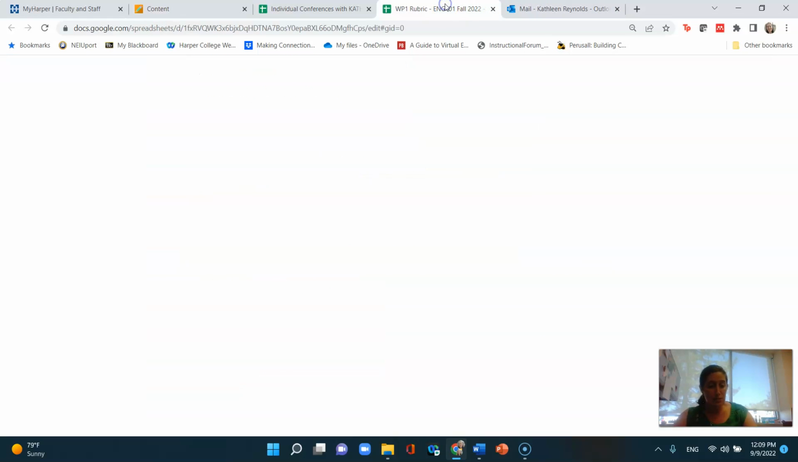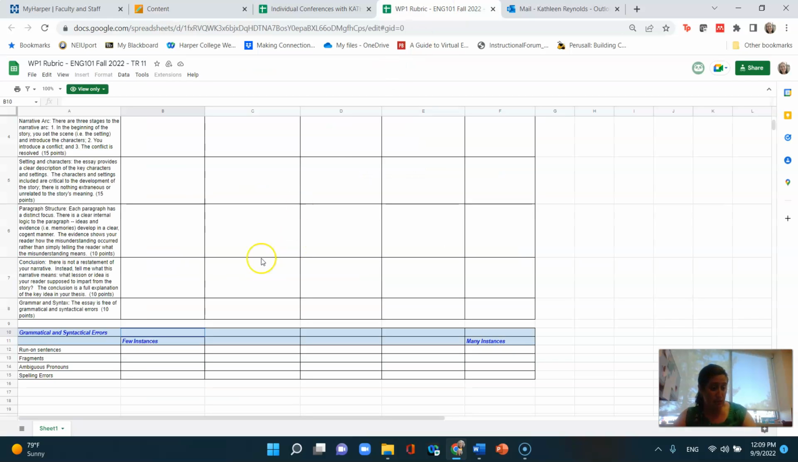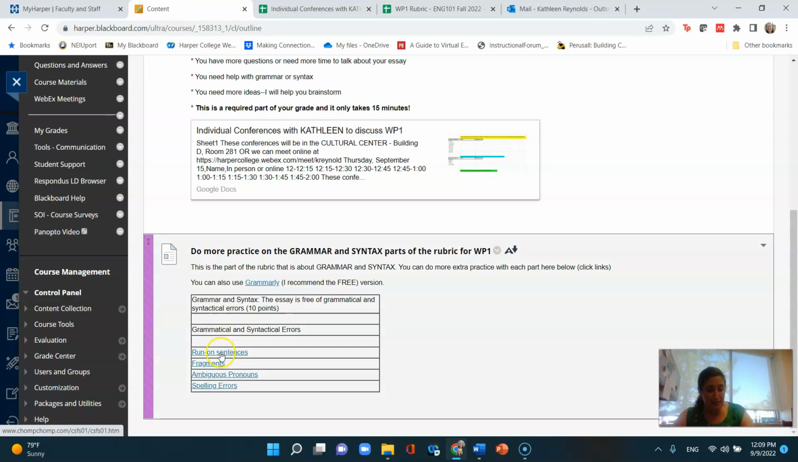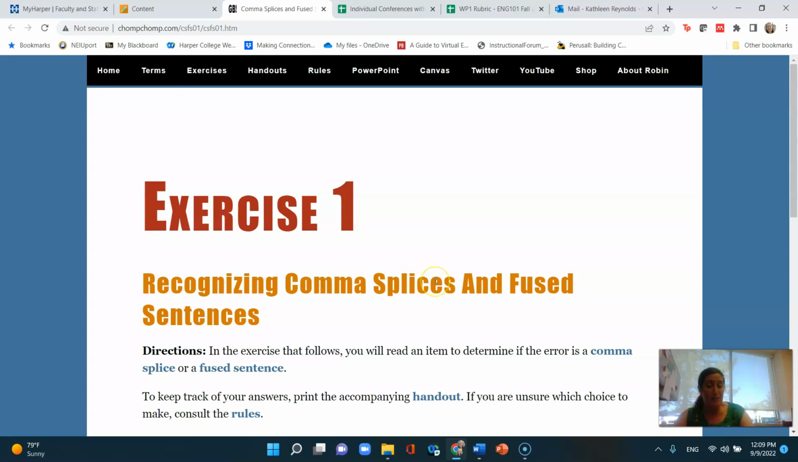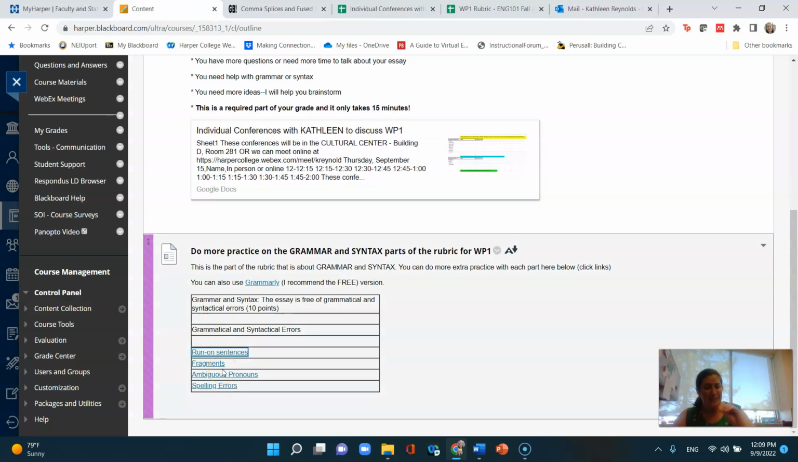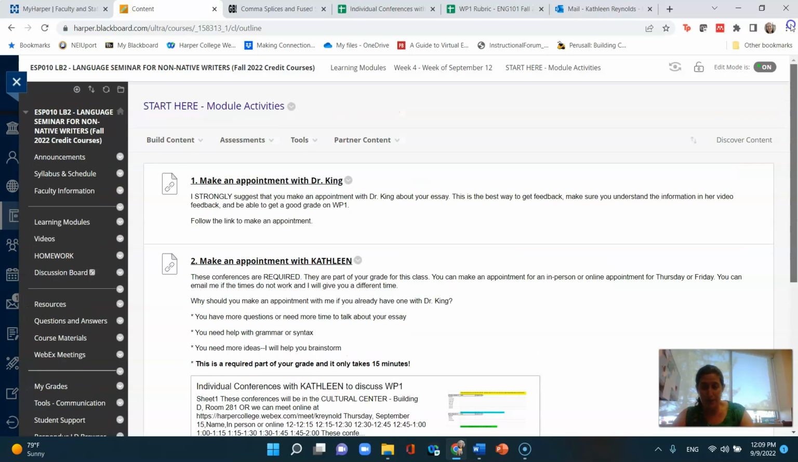So remember, this is the rubric that they're going to use to grade your essay. And some of the grammar and syntax points are run-ons, fragments, pronouns, and spelling errors. On Tuesday in class, I will talk about all 4 of those. You can also find extra links here on Blackboard to help you with each of these. So this one, for example, is about comma splices. Fused sentences is another way of saying run-on sentence. So for each of the points here, I linked a document that can help you understand that a little more. I will also talk on Tuesday about Grammarly for those people who are not using it.